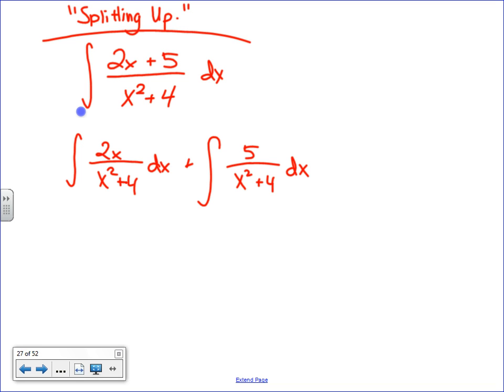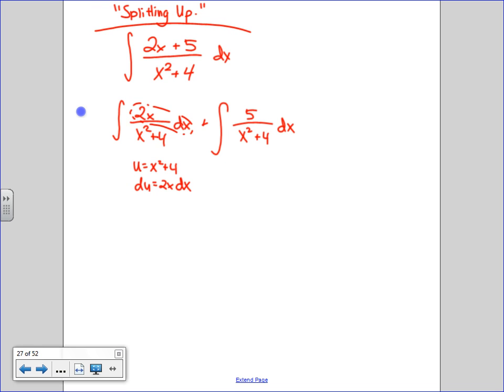Yeah, possible, because what am I going to use for this one? U sub. So I have u equals x squared plus 4. I have du is equal to 2x dx, which fits perfectly, right? So then I could say, okay, this is the same thing as integral of 1 over u du plus this one, 5 times, yeah, it's going to be arctangent, where I have u equals x, a equals 2, right? So I'd have 1/2 arctan of x over 2.